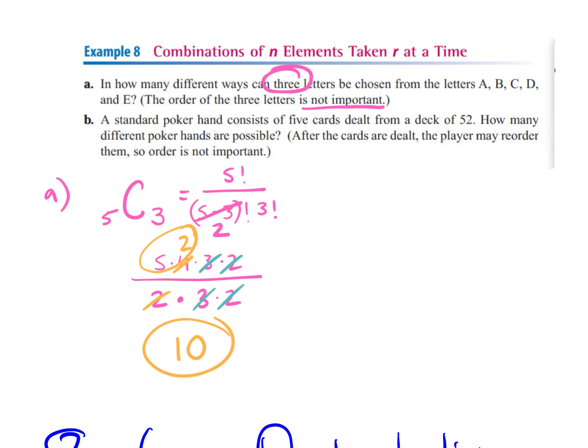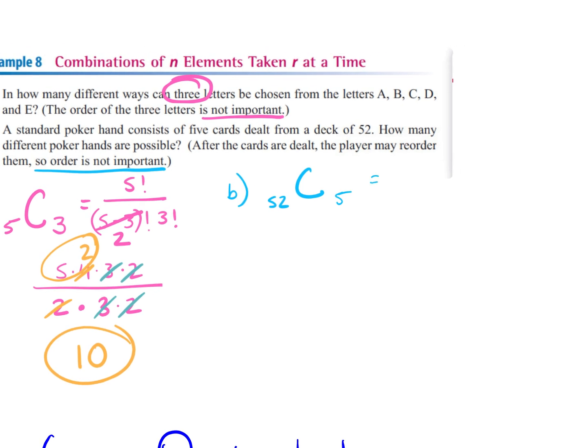Let's look at B. A standard poker hand consists of 5 cards dealt from a deck of 52. How many different poker hands are possible? After the cards are dealt, the player may reorder them, so the order is not important. So we know that it's going to be a combination. How many cards total do we have? 52. And how many are we choosing? 5. So when we put this into our formula, we have 52 factorial over 52 minus 5 factorial times 5 factorial.